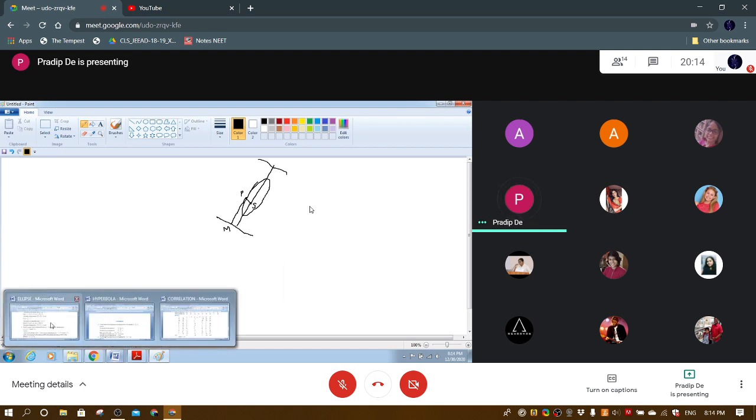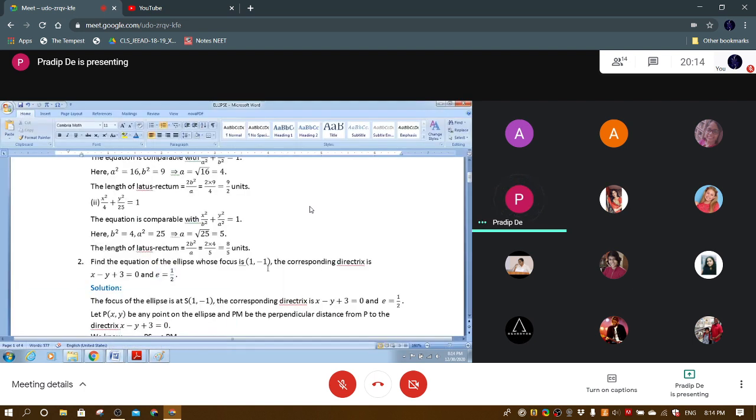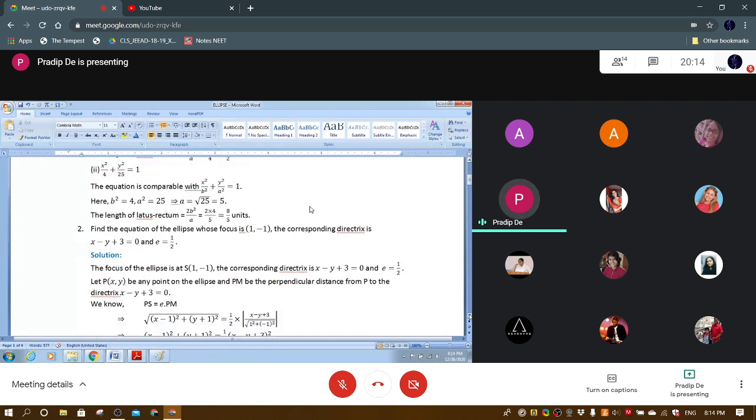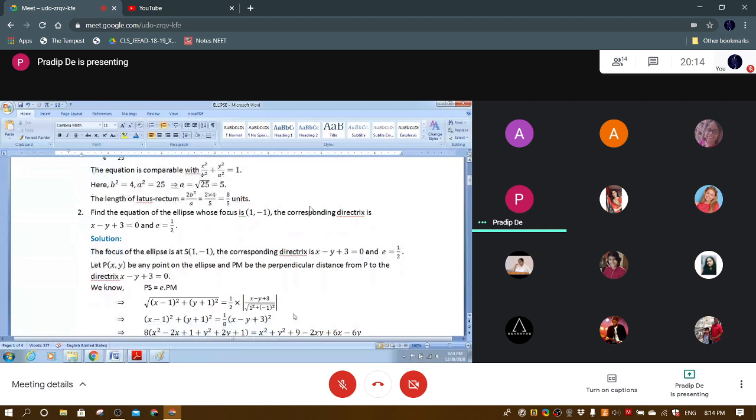Look at this diagram. Look at this sum. The directrix is x minus y plus 3 equal to 0. It is neither parallel to x-axis nor parallel to y-axis. It is inclined. Doesn't matter. PS upon PM will be equal to E. Am I clear? PS is equal to EPM always. Now what is PS? Distance between P and S.